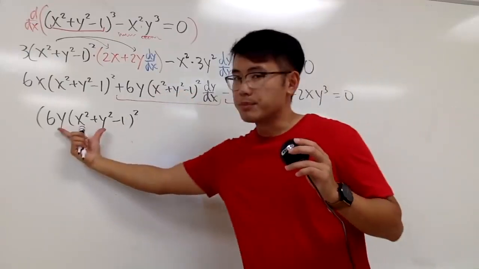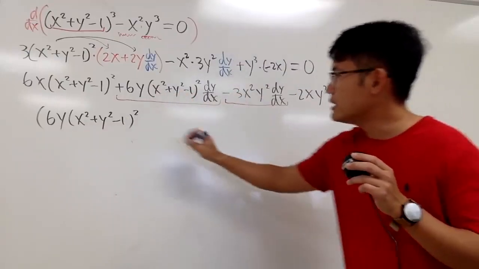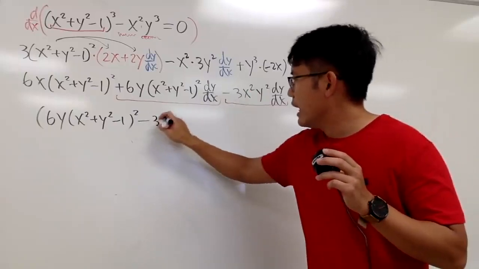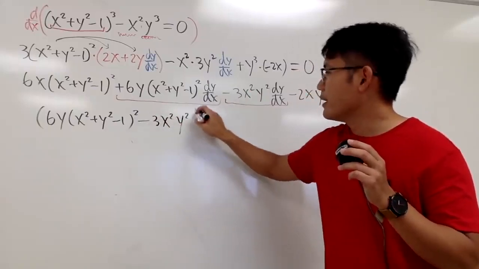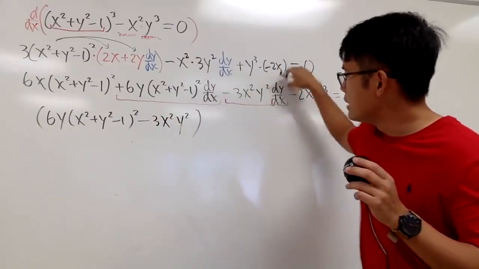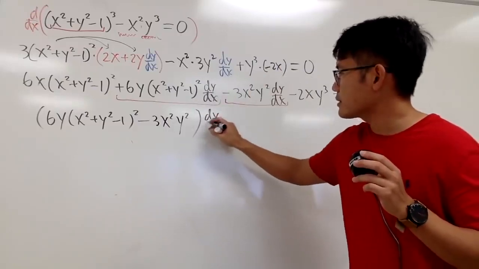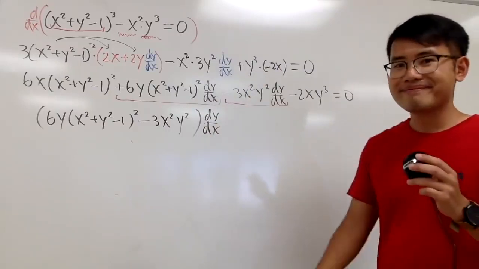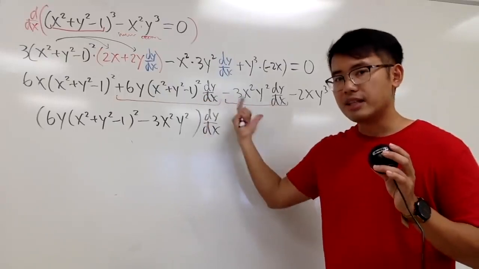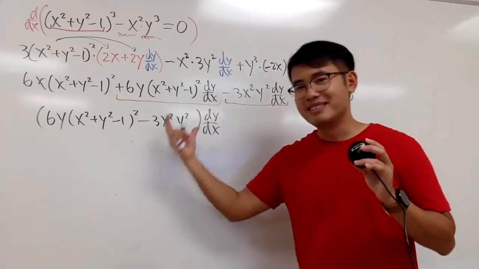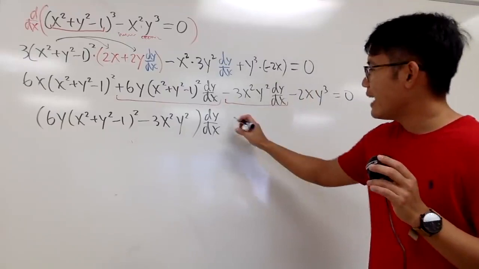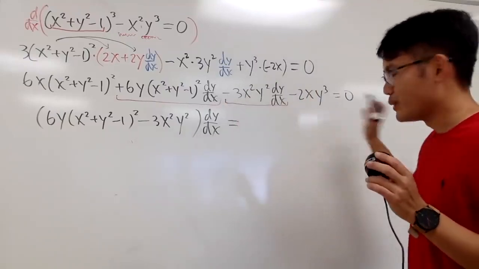Anyway, this is just the first part. And then we minus 3x squared y squared, and close that. And then we put the dy dx right here. Okay, these two terms, they have the dy dx. They deserve to stay on the left-hand side. And I will move everything else to the right-hand side.